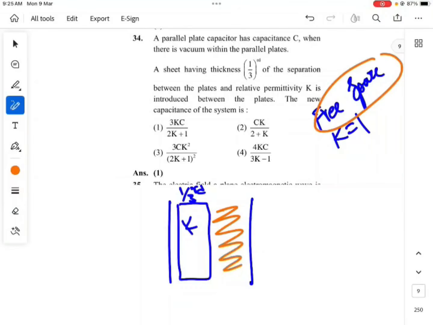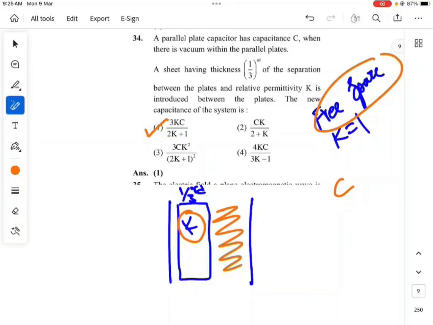And if you fill up this also with free space, what should be the answer? The answer should be C. Now, if you have K equal to 1, the answer should be C. So check which one of these options is giving you the answer as C when you substitute K is equal to 1. Only one is giving. Look at that. You can check for yourself. None of the other options is actually giving you the effective C as C when you substitute K is equal to 1. I checked it.